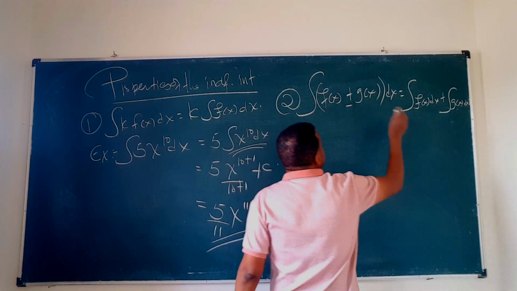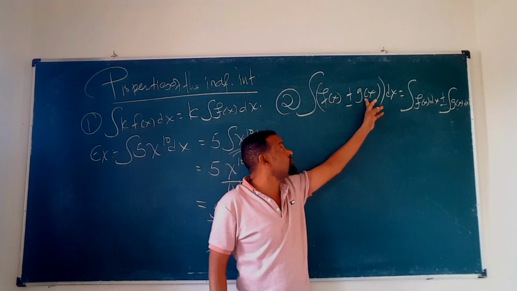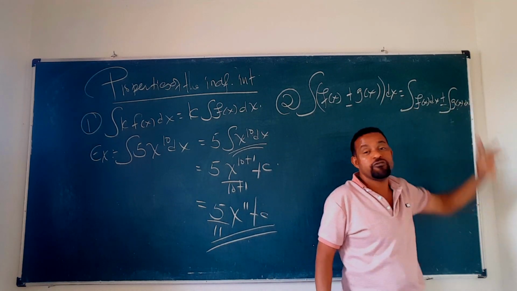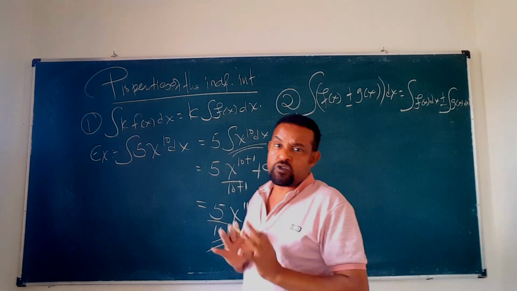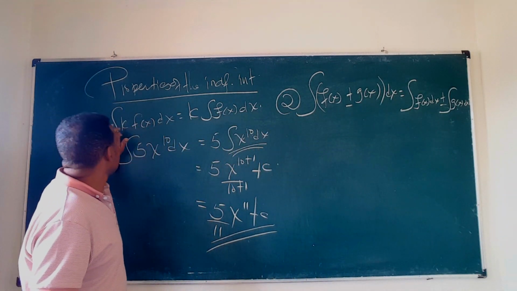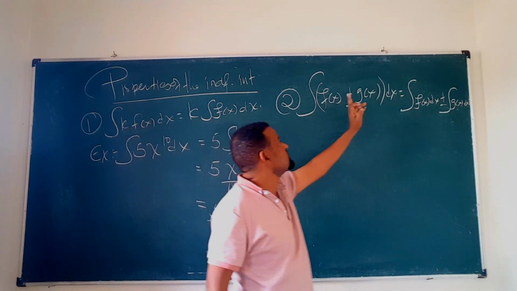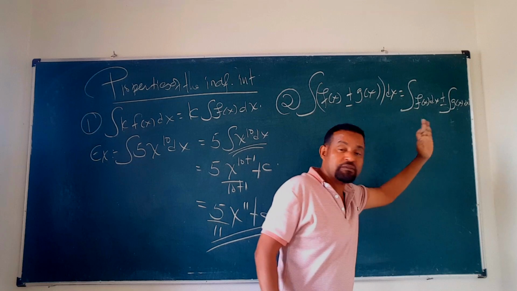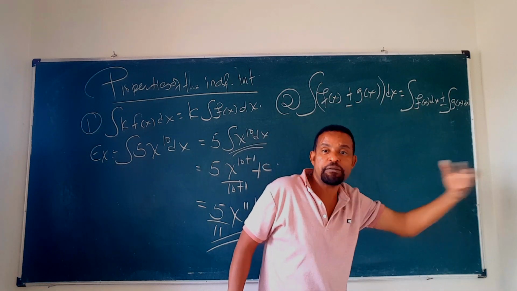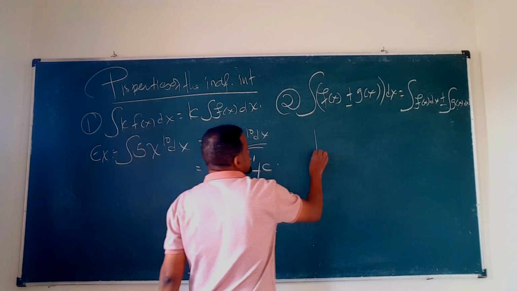This also works for subtraction. The integral of f of x minus g of x dx is the same as the integral of f of x minus the integral of g of x dx. So these are the three basic properties of the indefinite integral. The integral of k f of x dx is k times the integral of f of x dx. The integral of f of x plus g of x is the same as the integral of f of x plus the integral of g of x. And the integral of f of x minus g of x is the integral of f of x minus the integral of g of x. So let's do examples.